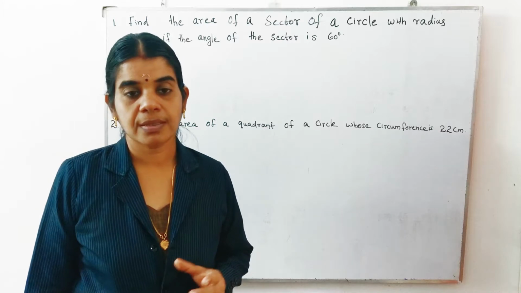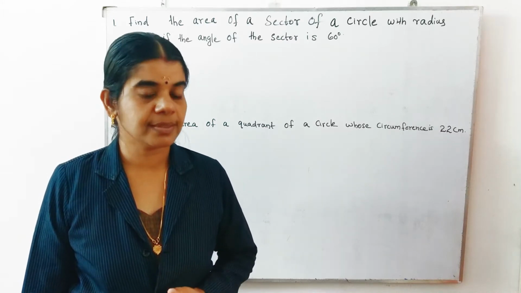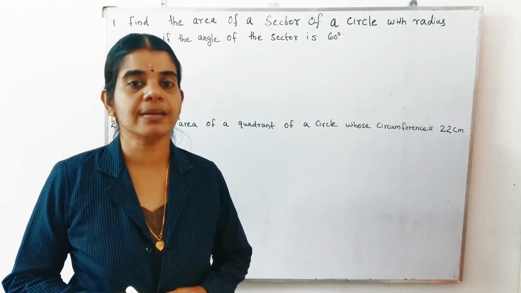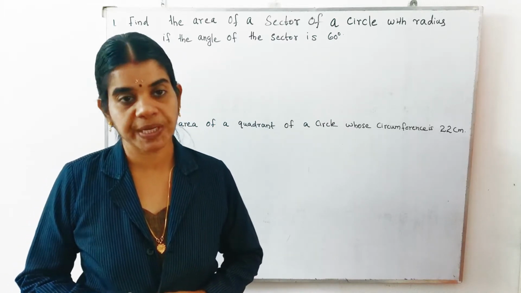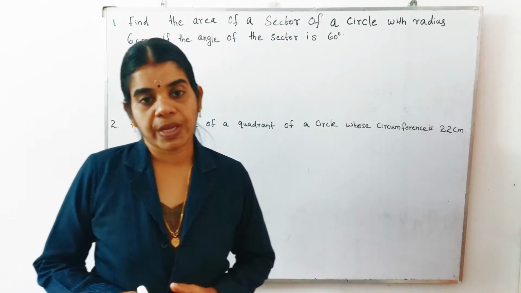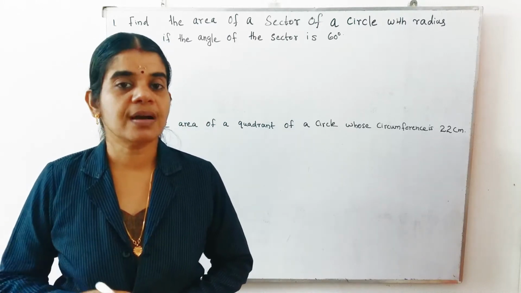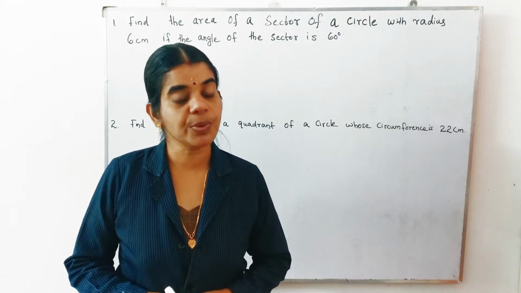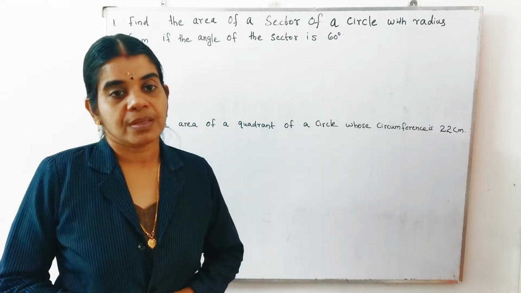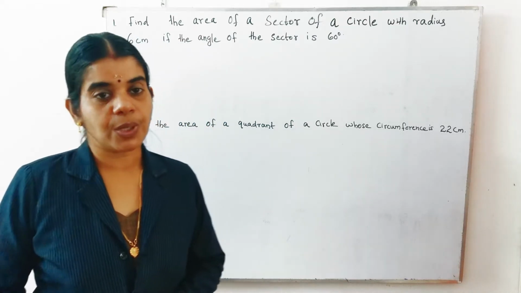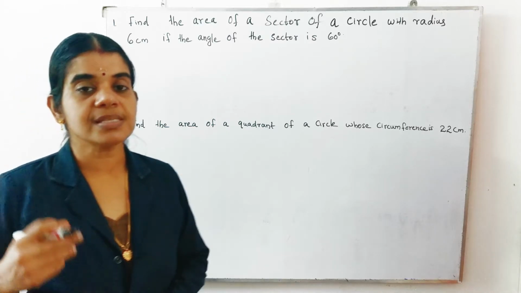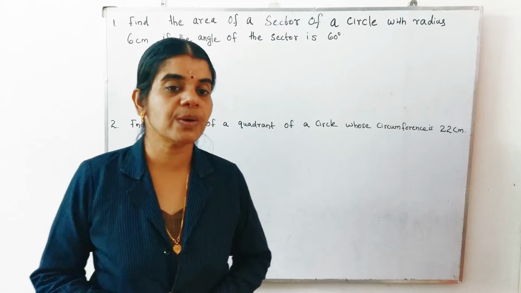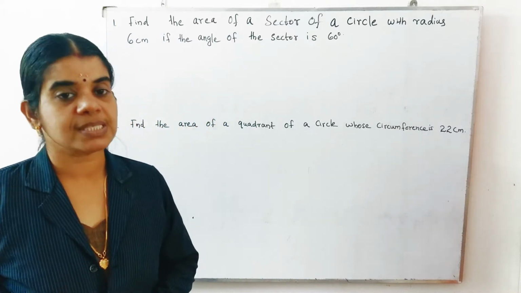We discussed the area of a sector. Area of a sector of a circle is equal to theta by 360 into pi r square. Length of the arc of a sector is equal to theta by 360 into 2 pi r. And the area of a segment is equal to area of a sector minus the corresponding triangle. You will get the segment of a circle. We already studied this in the previous class.